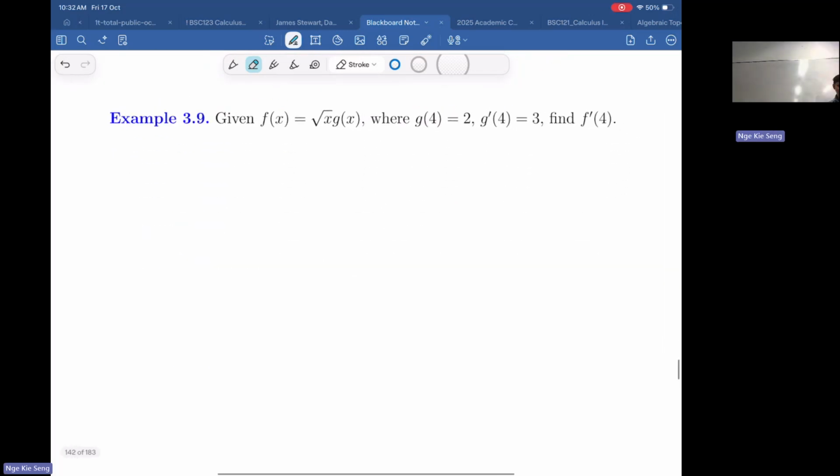How about this one? You know what you need to do for this? So you write f as a product of functions, yeah? So what's the product of functions here? What's your u and what's your v? U is what? What do you think? What's your u, what's your v for this question?